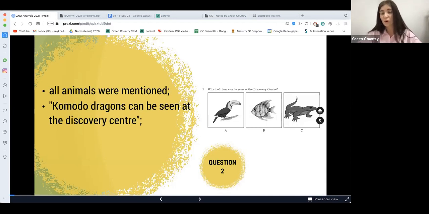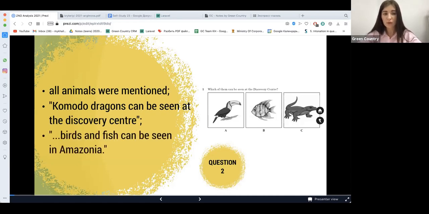Exactly, you also need to hear the word discovery center because they also mentioned the zoo. Okay, and in the end, we also heard about birds and fish and so on, but we actually didn't need it because it could be seen only in Amazonia. Okay, so the correct option is C, you're right. Always look for the synonyms. Try to come up with some synonyms for these words. For instance, dragon, they took as lizard.